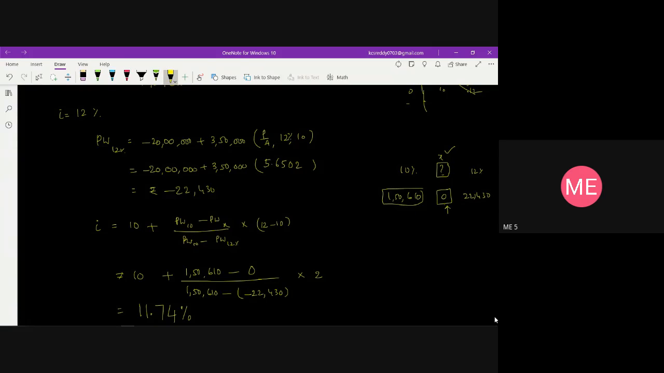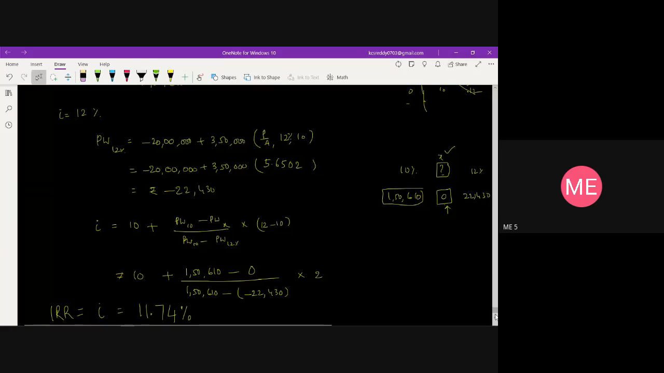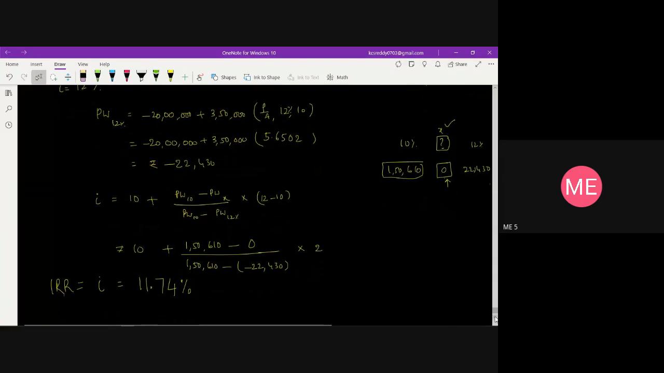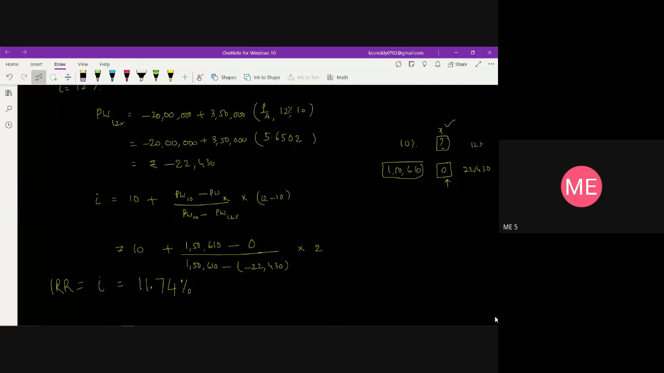I'll be getting 11.74%. This is the internal rate of return at which the net present worth is going to be 0. So he is going to find out the rate of return for his company, for his alternative.